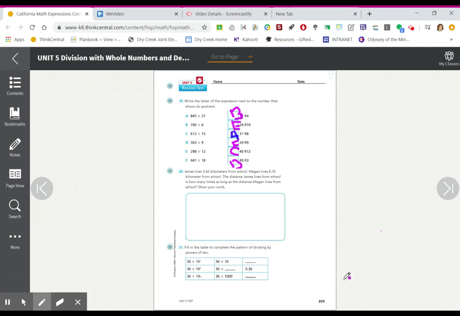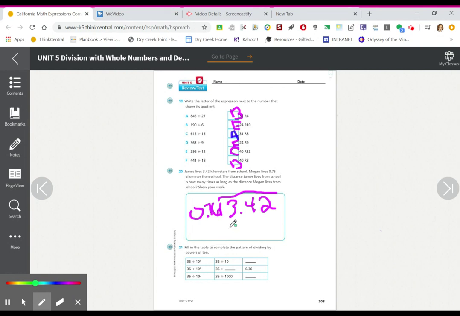Okay, number 30. James lives 3.42 kilometers from school. Megan lives 0.76 kilometers from school. This distance James lives from school is how many times as long as the distance Megan lives from school? Show your work. So again, this one is division because they're asking me how many times of someone else. So I know that I need to divide, so I'm going to do that.